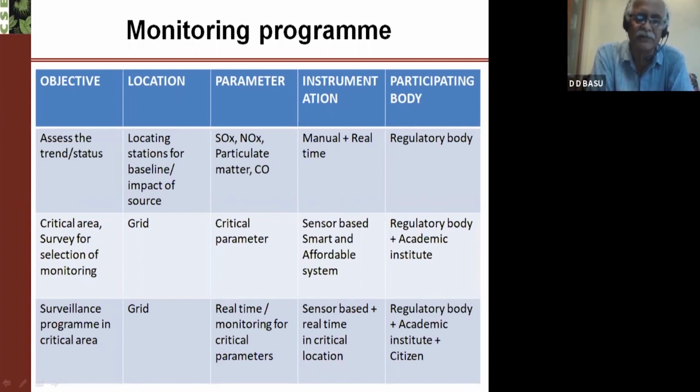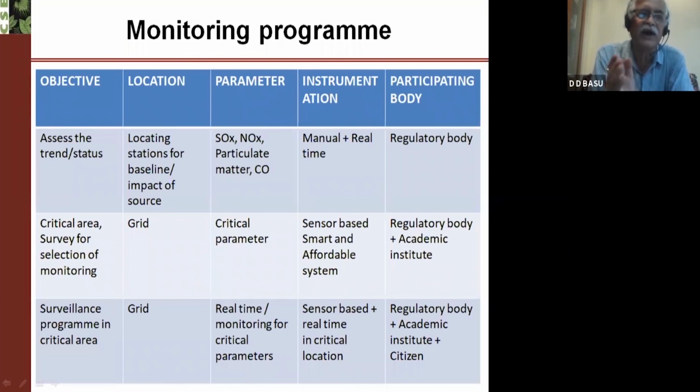And the surveillance program. That means sometimes, say in winter time, in some cities in northern India and the Indo-Gangetic valleys, you will find that a grid system is there. That should be done for different cities. Real-time monitoring for critical parameters, sensor-based. You may not have to take all the parameters, only the critical parameter. If it is a particulate matter problem, you take particulate matter. If it is a carbon monoxide problem, you take carbon monoxide. The instrumentation is sensor-based plus real-time at critical locations, with regulatory body plus academic institute plus citizens' participation.